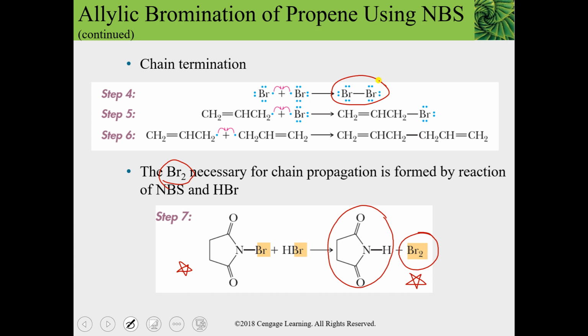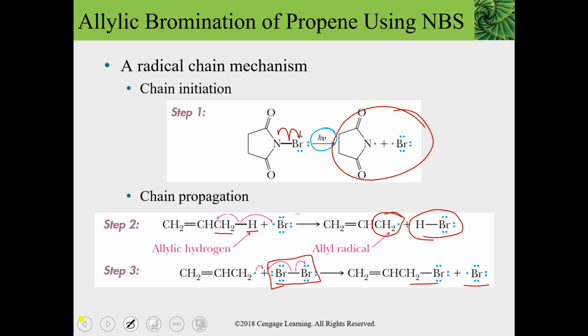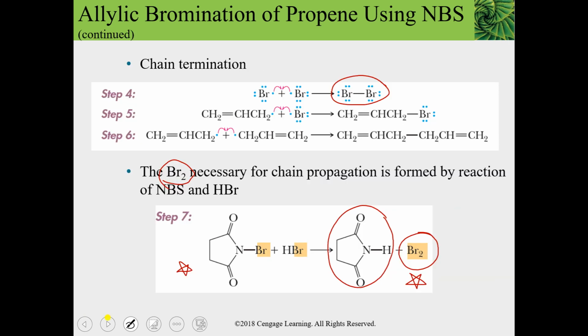Well, where's the HBr coming from? Well, this hydrogen and this bromine radical, which was formed here, is going to form HBr. So bromine radicals are formed. Bromine Br2 is formed. Then the radical from the allylic carbon will go with the bromine, forming this. And then finally, we can get two radicals that'll form a longer chain. Okay? All three things are occurring.